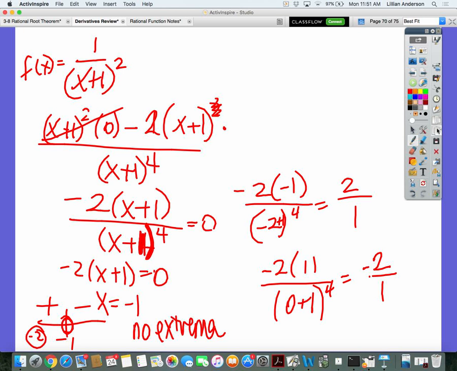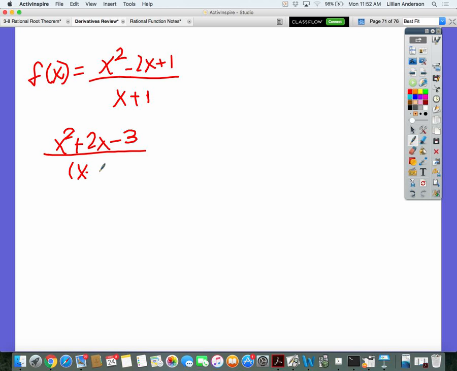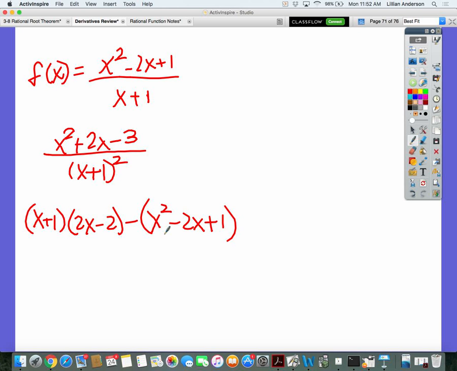Last one. Teachers, please excuse the interruption. We need all. What's the derivative? X squared plus 2x minus 3 over x squared plus 2x plus 1. Just that. I'm checking it. Minus 3 over x plus 1 squared. Yes.